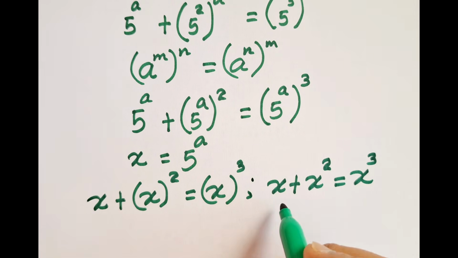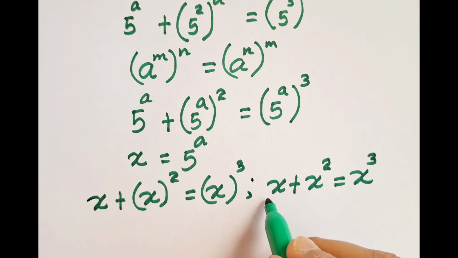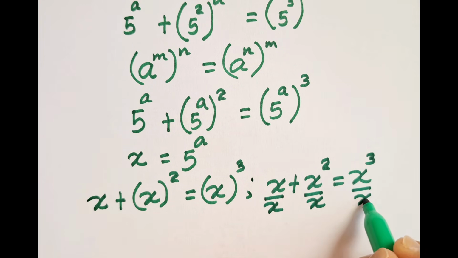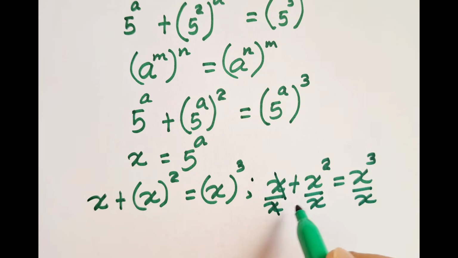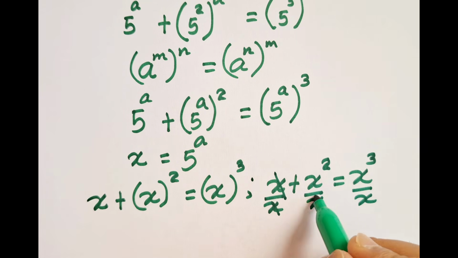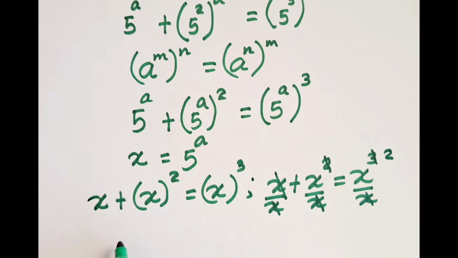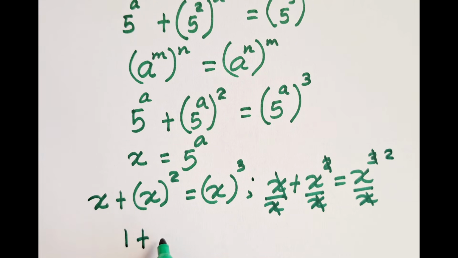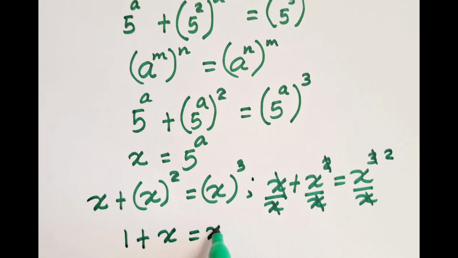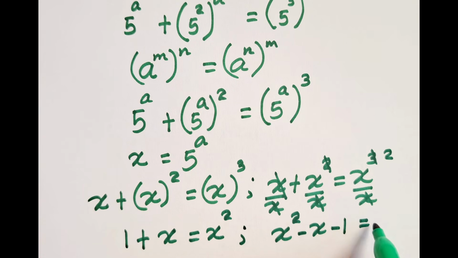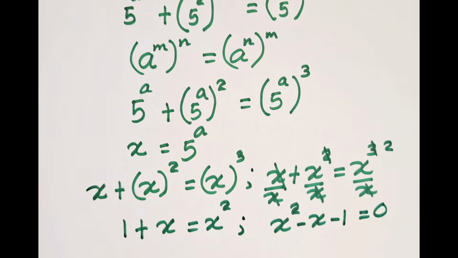Now what I am going to do is divide the whole equation by x. Then the x's get cancelled. So now we have 1 plus x equals x squared. Now I will rewrite this quadratic equation in standard format: x to the power 2 minus x minus 1 equals 0.